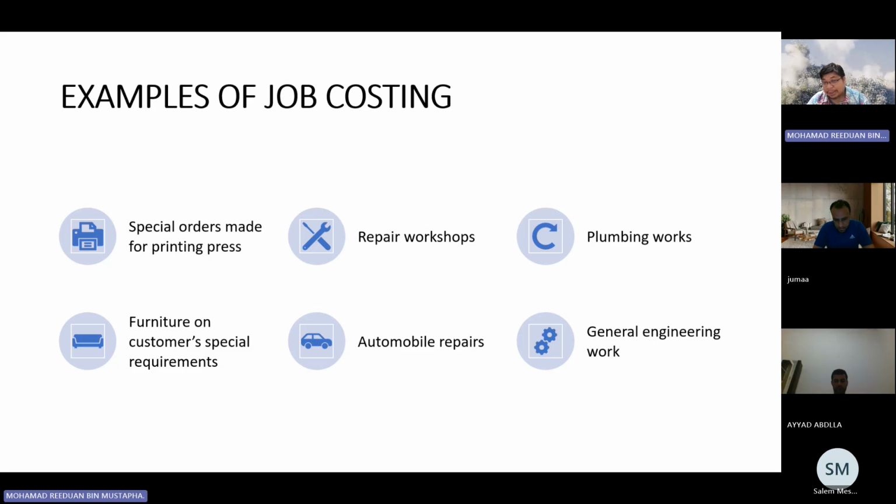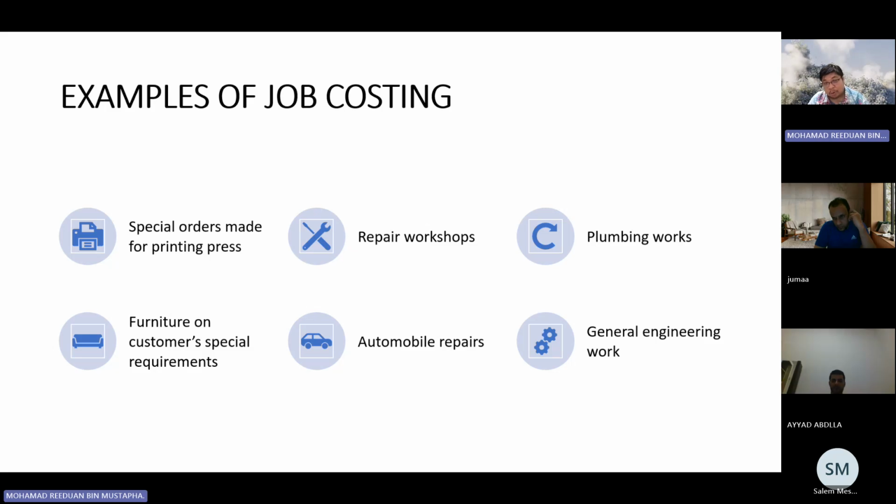And then another example may be furniture with customer special requirements. So the customer orders a custom size dining table, for instance. Another might be interested in ordering a sofa in a specific colour. So the job is done on special requirements. So that is what we call job costing. All the requirements are set by the customer.